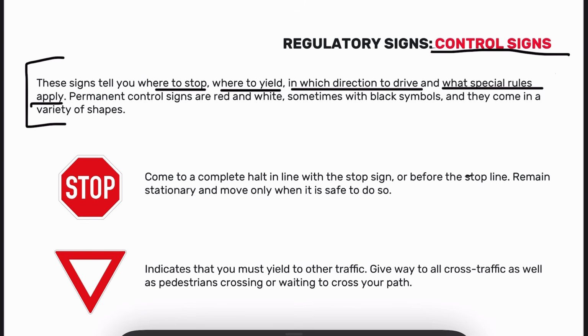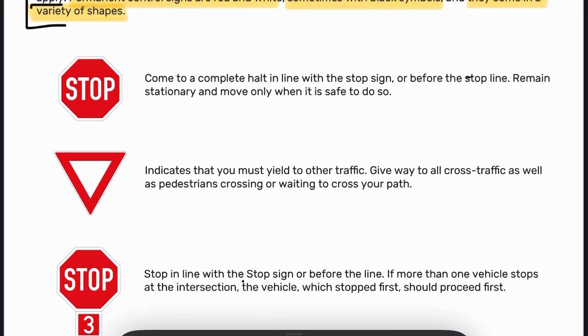What is also important is that permanent control signs are red and white. Sometimes they come with black symbols. And they come in a variety of shapes. You will see as we go down that they are the only signs that come in different shapes. Like the shape of a stop sign is not the same as the shape of the yield sign. Also the function is different.